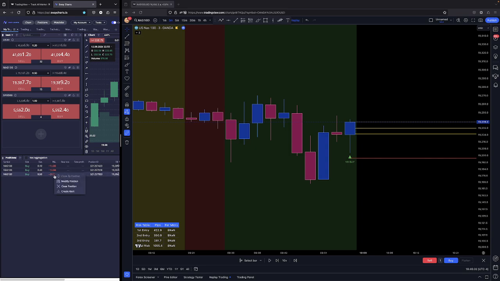Now, I'm going to go ahead and get rid of some of these real quick because obviously I'm just playing demo. Your gray line is your initial entry. The yellow lines are what we really want.